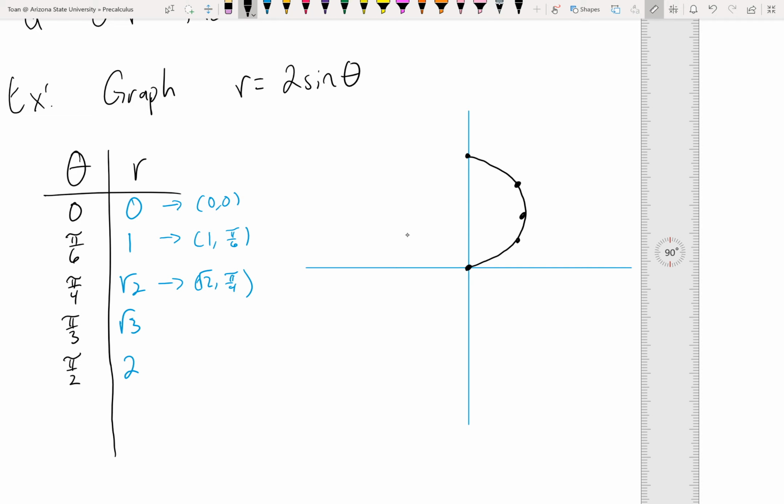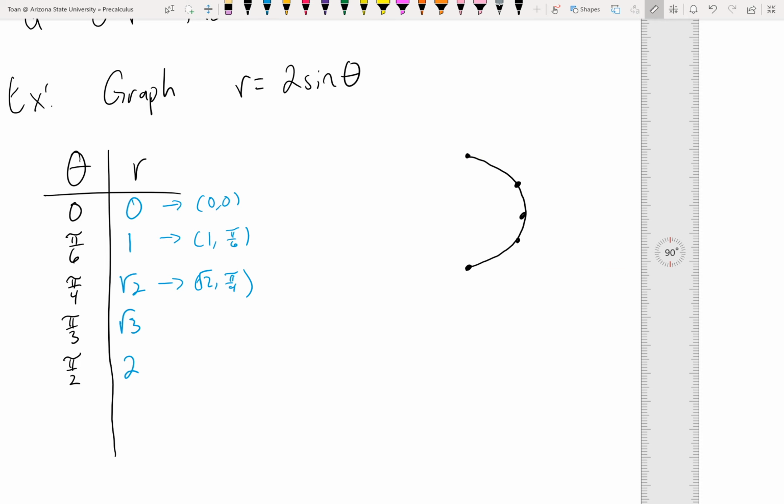Now this is not a closed loop. I know for a fact that I'm not finished. Here's where I started. Here's where I ended. It's not connected. That tells me as a mathematician, you've got more points to plot.